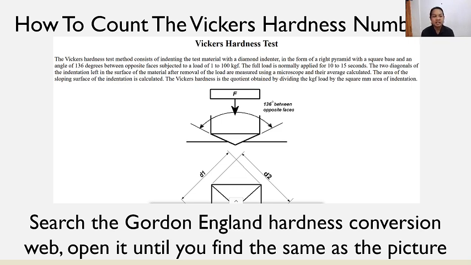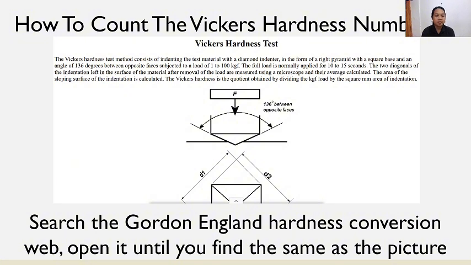The two diagonals of the indentation left in the surface of the material after removal of the load are measured using a microscope and their average calculated. The area of the sloping surface of the indentation is calculated. The Vickers hardness is the quotient obtained by dividing the kgf load by the square millimeter area of indentation.